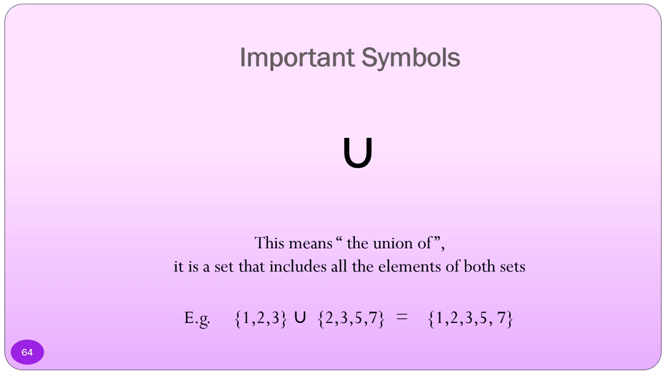This means the union of, and so this is a set that includes all the elements of both sets. So if you have 1, 2, and 3, and you have 2, 3, 5, and 7, then you would have 1, 2 in both of them, 3 in both of them, and then 5 and 7. So you'd have 1, 2, 3, 5, and 7. Notice you don't have to do 2 and 2 and 3 and 3. Those are the same elements. Okay? So in the union of two sets, you're going to have at least as many elements as the number of elements in the larger set. In most cases, you'll have even more than that.